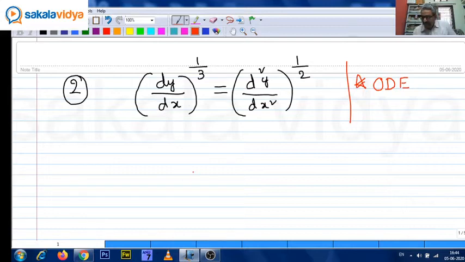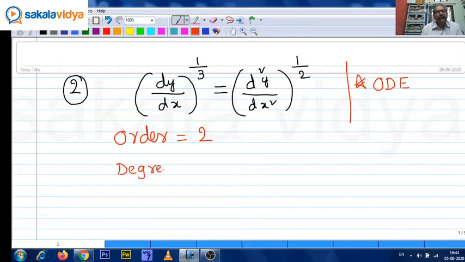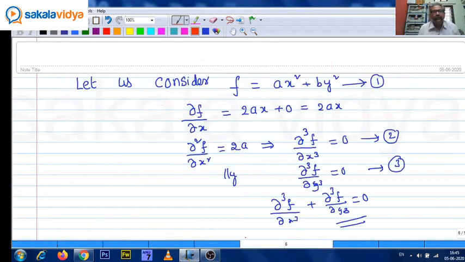Okay, so now dy by dx whole to the power of 1 by 3, d2y by dx square whole to the power of 1 by 2. Here we can write order very easily. Order equals to this one, d2y by dx square, second order. We can write degree. Degree is very important. But what is the definition of the degree?